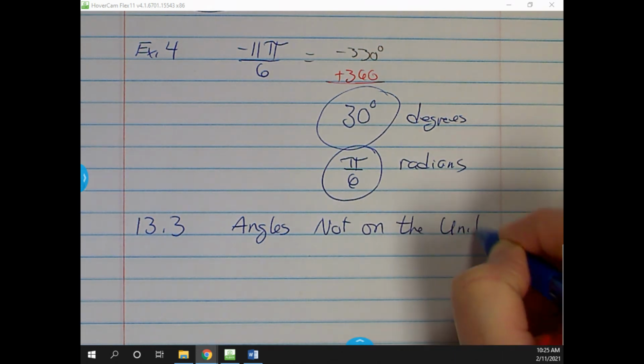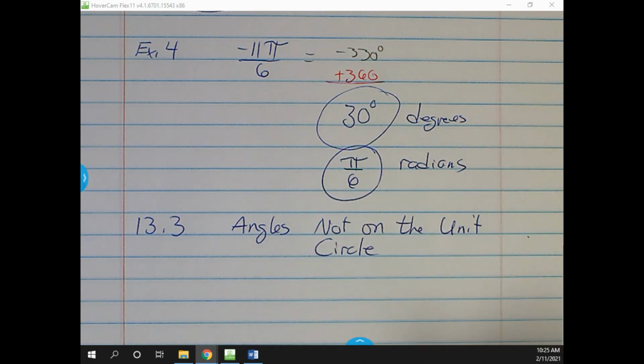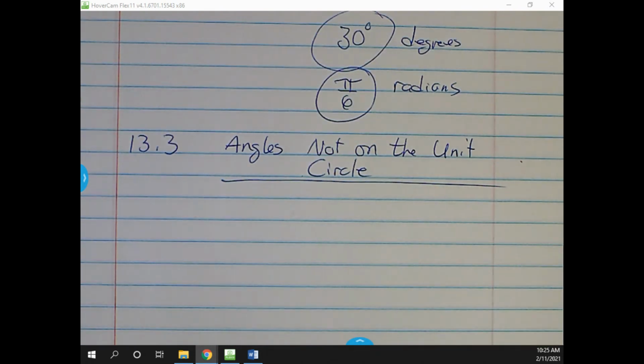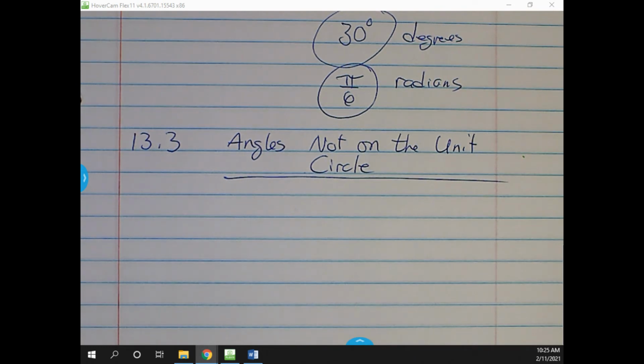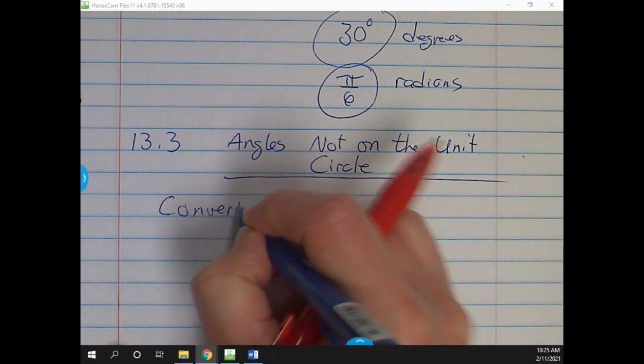So this would basically be for angles that are not on the unit circle. I don't know that's really what they call it in the book, but that's pretty much what we're doing on this one, angles that are not on the unit circle that we have to kind of go through. So here's what we're going to do. They may tell you to convert it from degrees to radians.